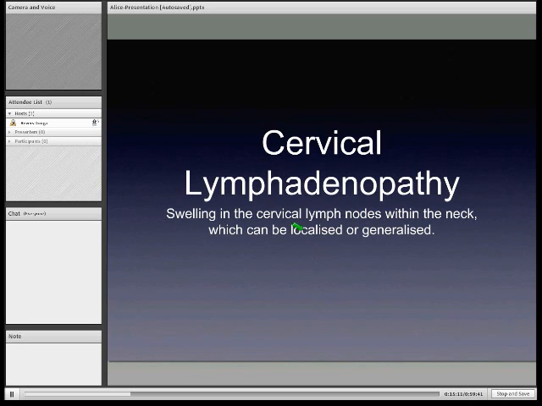So, just to start with, cervical lymphadenopathy is defined as a swelling in the cervical lymph nodes, which are found in the neck region. And this swelling can be either localized to just the cervical lymph nodes, or it can be part of a more generalized inflammation. It's important to remember that cervical lymphadenopathy is a symptom rather than a diagnosis.